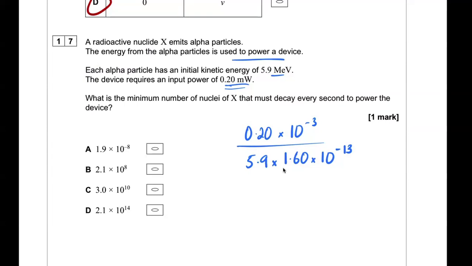5.9 into 10 to the negative 13 into 1.6. So this turns out to be 2.118 into 10 to the 8. So that is B.